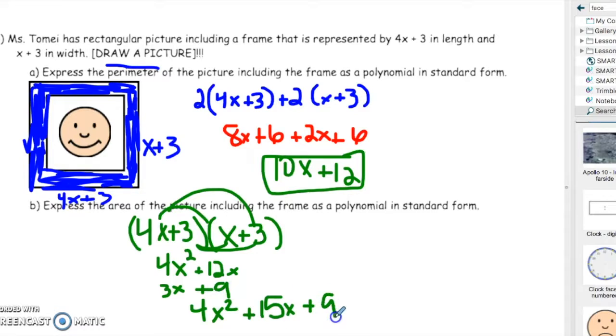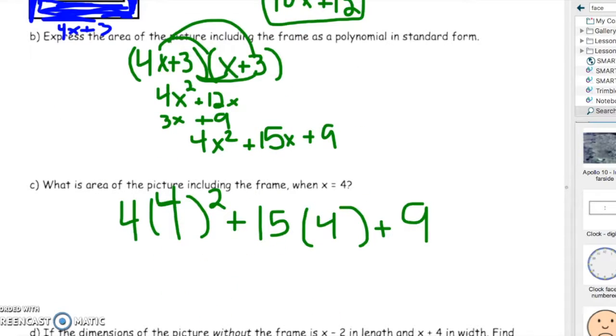So keep in mind, this is the area of the whole thing, including this little face over here. This is the area of the whole thing. Now it says, what is the area of the picture including the frame when x is 4? Wherever you had x, you now have 4. So when you put this all in your calculator, you're going to get your answer to be 133. Okay, 133.